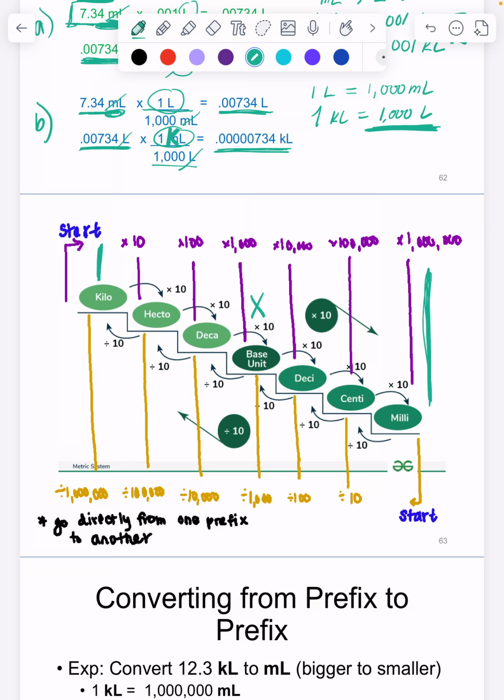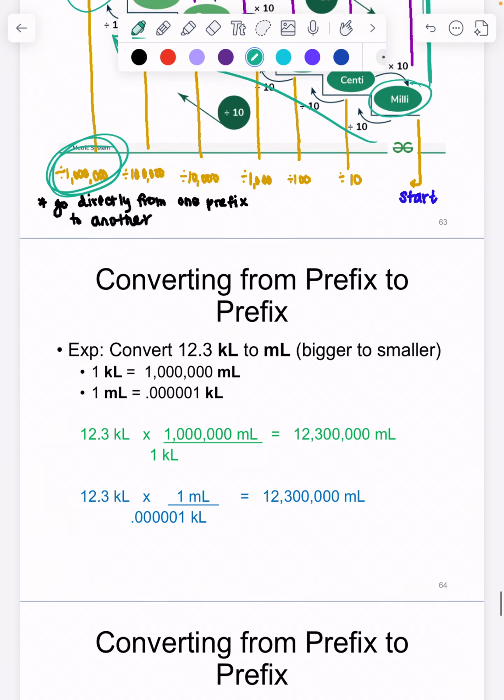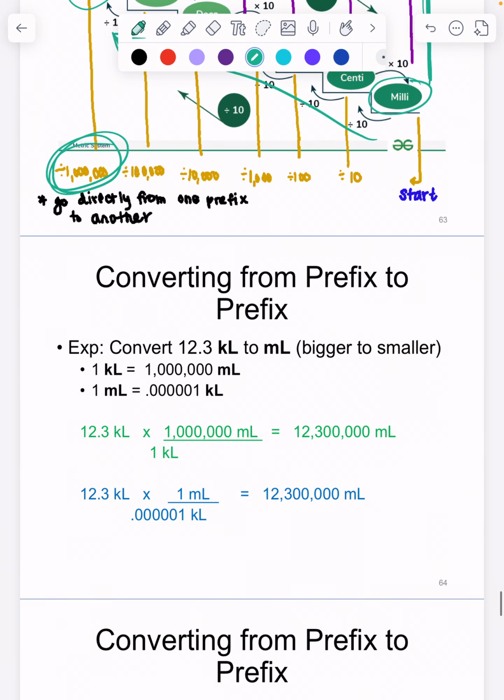We can just use a million as our conversion factor instead, multiplying by a million. Or the other way, we could go from milli to kilo and divide by a million and get the same number. Both of these would be correct. So that's awesome. Here are a couple examples converting prefix to prefix, because if this makes sense to you, do it. It's less steps. So we got A and we got B again.